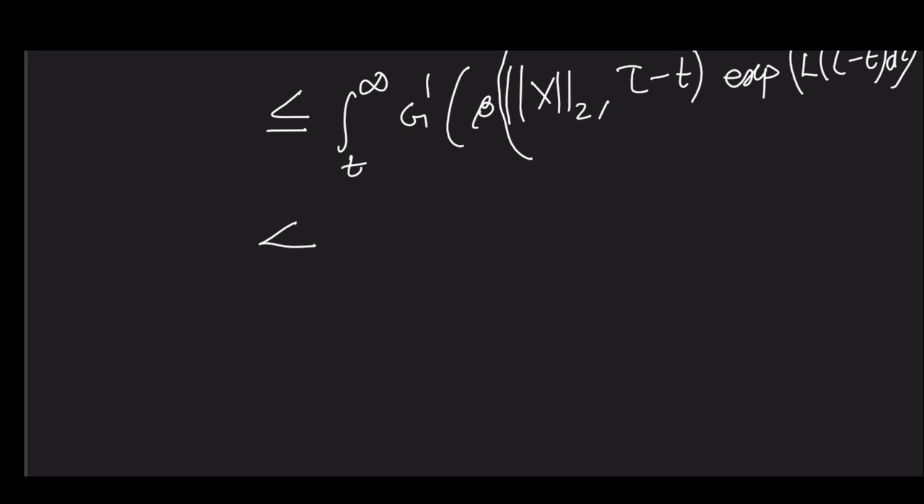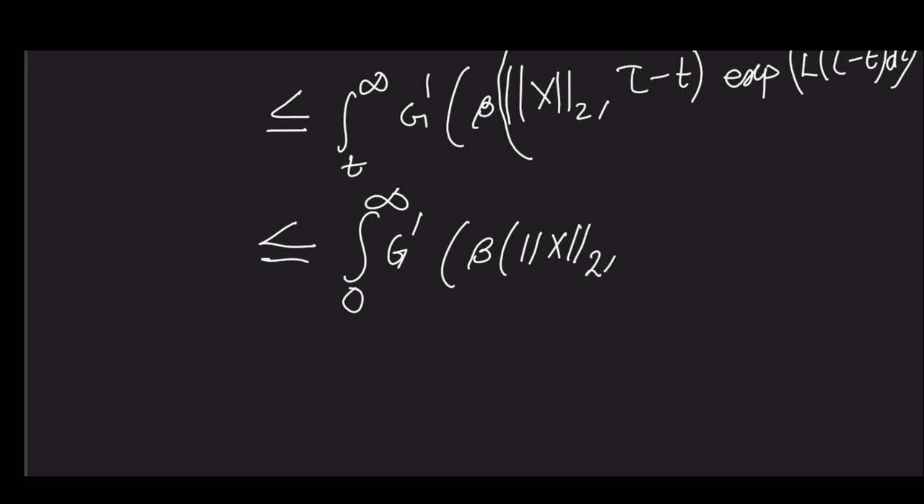Like this could be written as less than or equal to infinity. It should be 0 to infinity g dash. Actually, it's a class K function. It is just a replacement of the integration limit by replacing a variable by another variable. Here we are actually replacing tau minus t by s, and therefore when this lower limit is t, it becomes s is equal to 0.